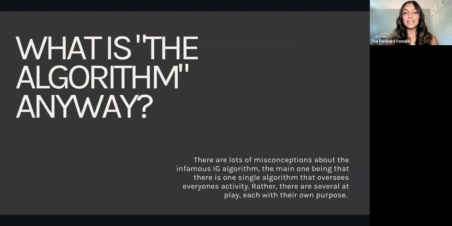Diving in, what is the algorithm anyway? What the heck is it, and why is it so frustrating? So there are a lot of misconceptions about the algorithm.